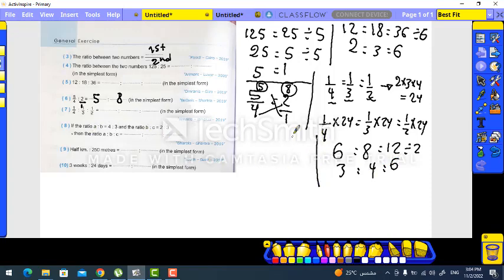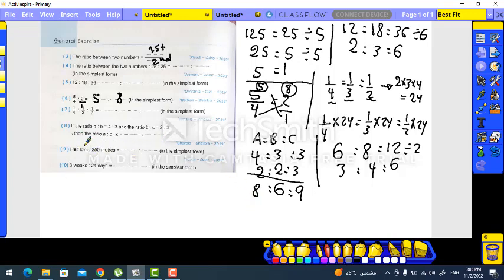At the end, ratio A to B 4 to 3, then ratio B to C 2 to 3, find ABC. Again, A, B, C. A to B 4 to 3, and B to C 2 to 3. Here, yes, B gives A 2 and gives C 3. 4 times 2 8 and 3 times 2 6, 3 times 3 9.